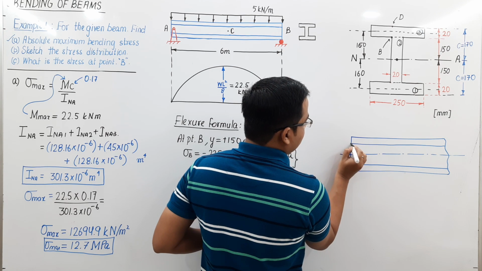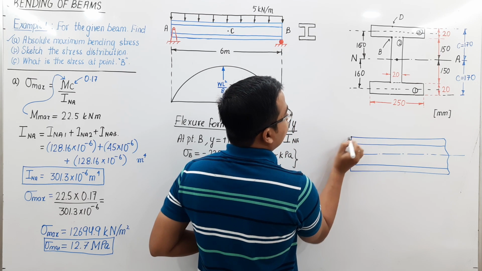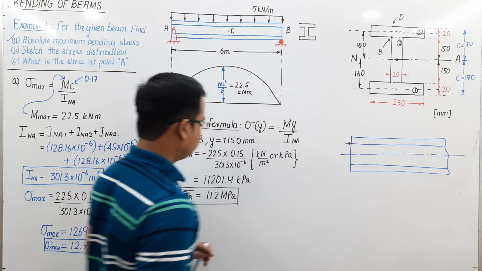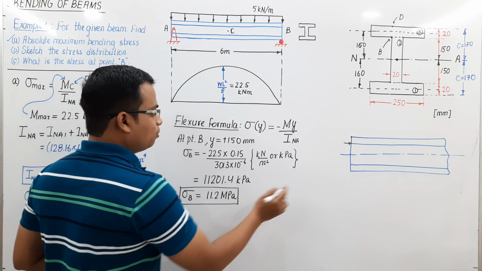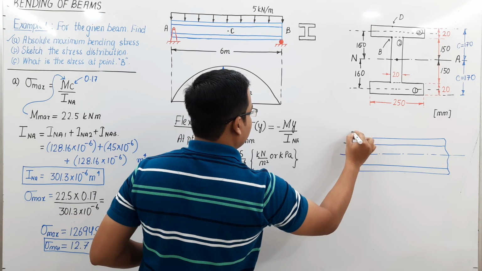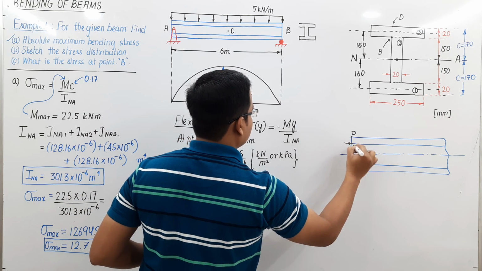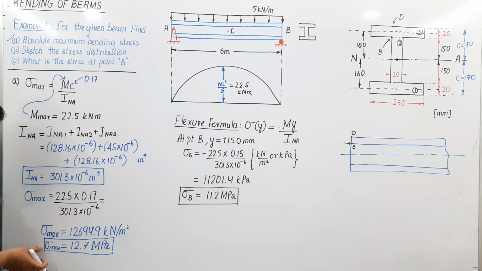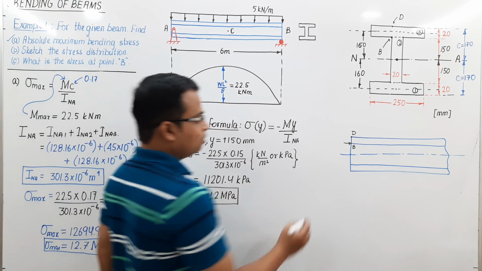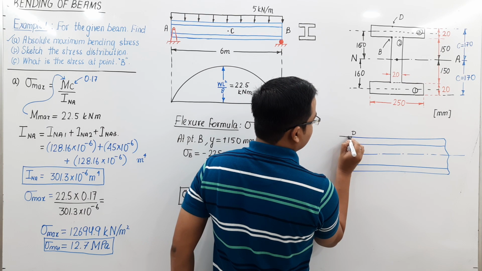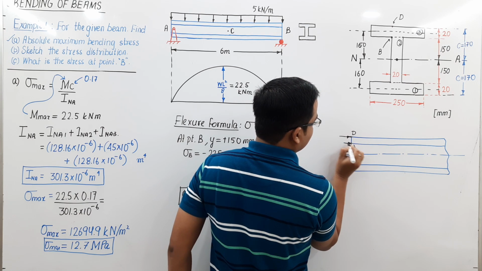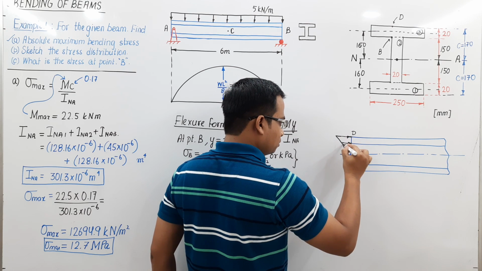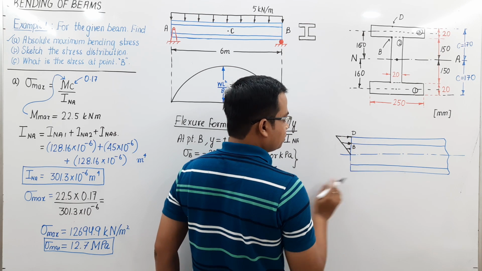So obviously this is your point B, this is your point D. So at point B, you know how much is this? 11.2. What about this point? This is point D. Let me mark it. This is point B. As far as point D is concerned, there we have the maximum value of bending stress, that is 12.7. This way. So you can simply make it. That is the bending stress distribution.